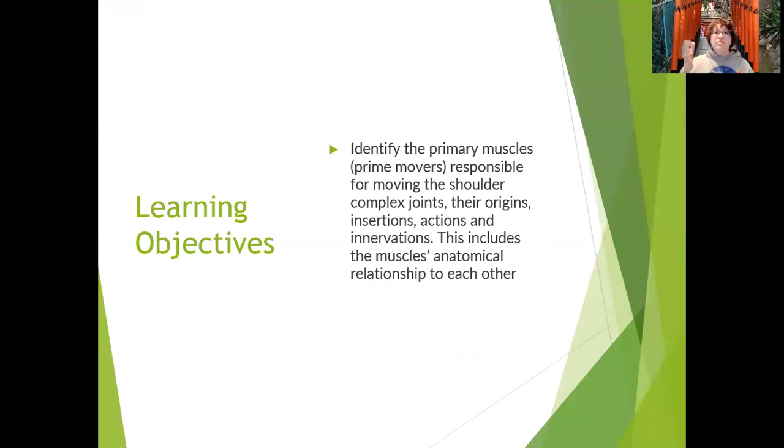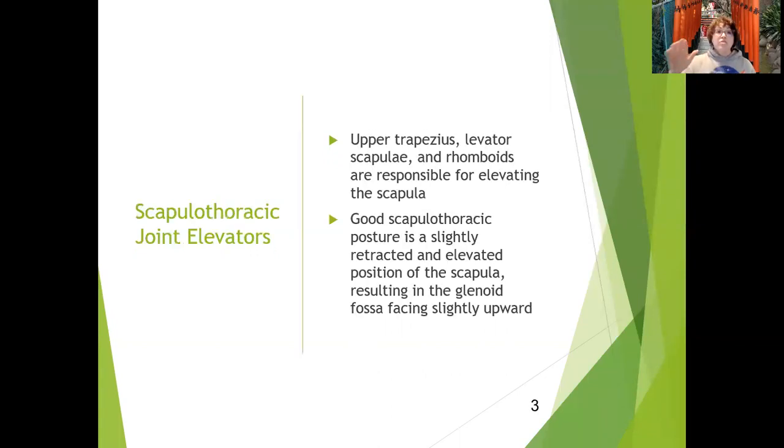So the learning objectives, of course, for all the muscles is to identify the primary muscles, the prime movers responsible for moving the shoulder complex joints, origins, insertions, actions, innervations, and their anatomical relationships to each other. So we're going to start with the scapulothoracic. And when we talk about the scapulothoracic joint, or the shoulder girdle, which is another phrase you'll hear, it's considered the combination of the scapula and the clavicle. So we're talking about the scapulothoracic joint, the acromioclavicular joint, and the sternoclavicular joint.